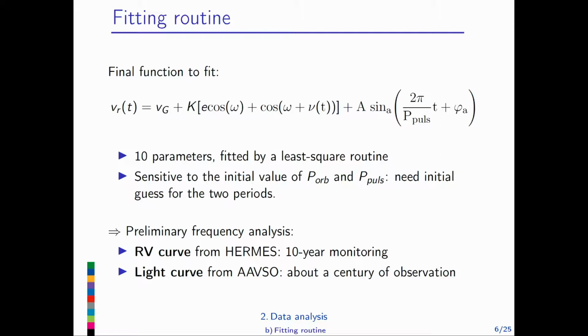So finally, the function that we have to fit to our radial velocity monitoring is the sum of the two: the function for the orbital motion and the function for the pulsation. So it's a complicated equation made of 10 parameters that we can fit with a least squares routine.